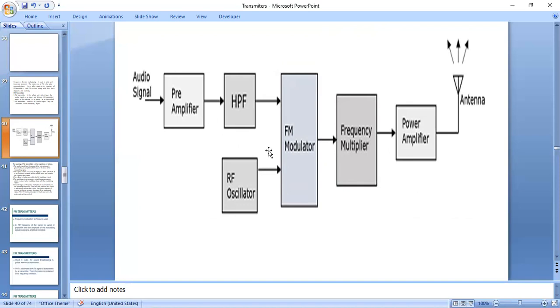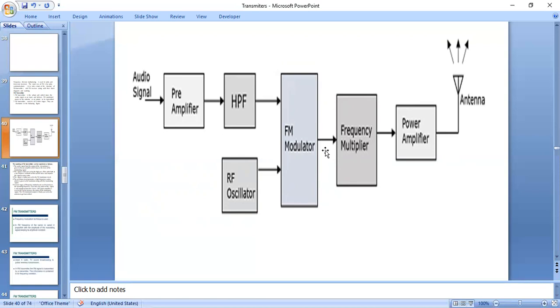After that, we have the modulator section. For this modulator, one input is the audio frequency signal that has been amplified and pre-emphasized. Another input is the carrier signal generated from an oscillator circuit. Here the oscillator is an RF oscillator, which generates a radio frequency signal, called the RF signal. And the FM modulator output will be the modulated output.